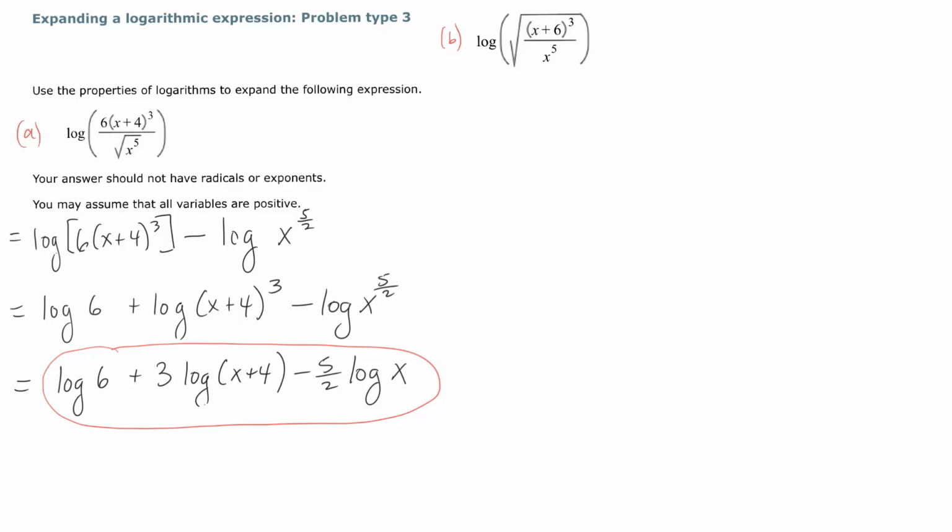And let's try the second example here. We have an expression that we would like to write as an expansion of as many logarithms as possible. We'll start off by writing the square root symbol as a power. So I'm going to write this as parentheses x plus 6 raised to the 1/2 power, and inside those parentheses is x plus 6 quantity cubed over x to the 5th.